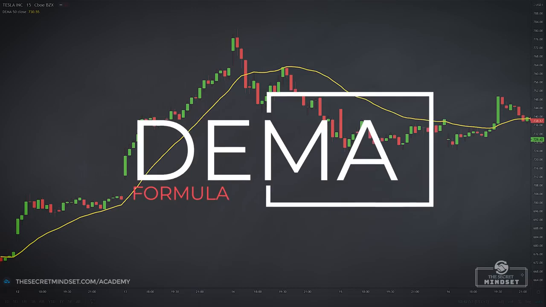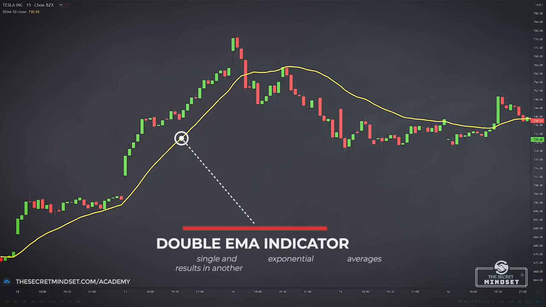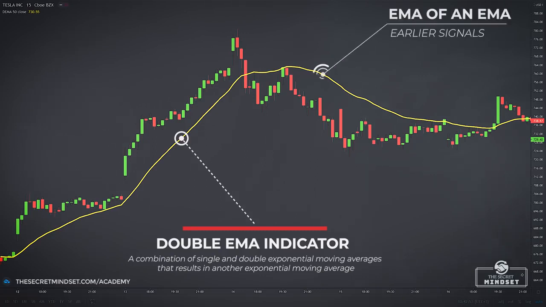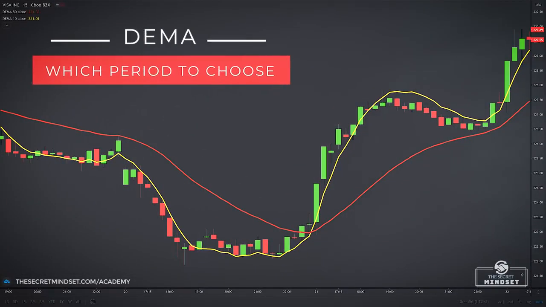The double exponential moving average has a somewhat complicated formula behind it. Essentially, the double EMA indicator is a combination of single and double exponential moving averages that results in another exponential moving average. The indicator is named so because it uses an EMA of another EMA and not because it uses two exponential moving averages. You don't need to memorize this formula to implement a double EMA. You just need to know that it will provide earlier entry opportunities since it is more sensitive and more responsive to recent price action.